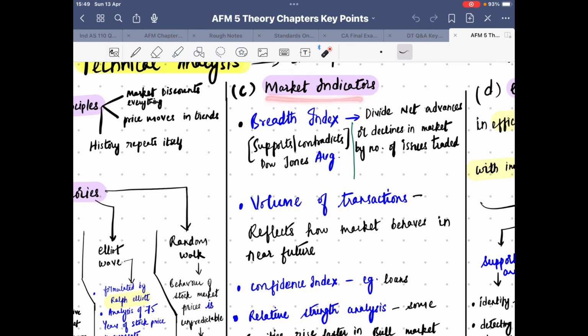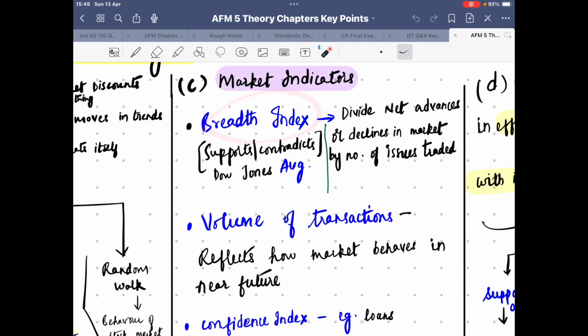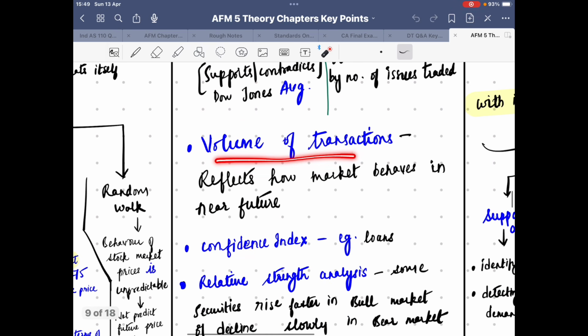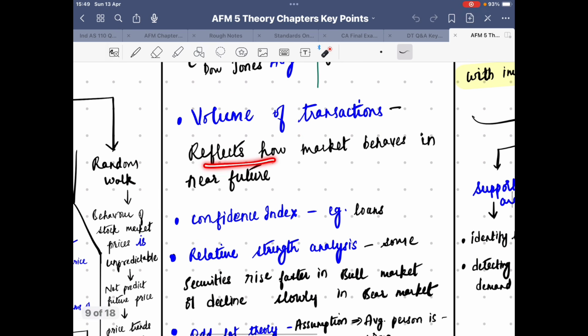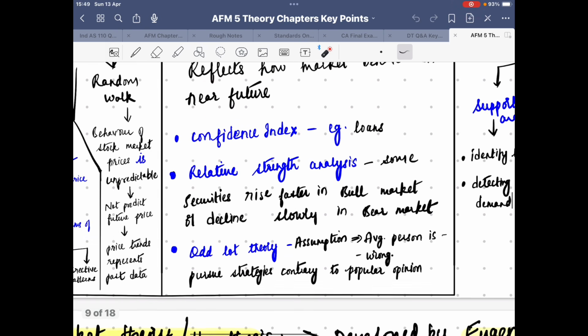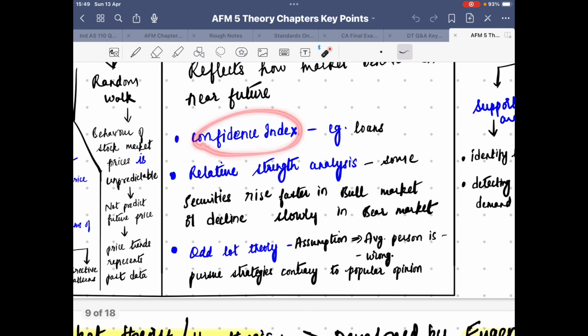Coming to market indicators, breadth index: divide net advances or declines in market by number of issues traded, supports or contradicts Dow Jones average. Volume of transactions reflects how market behaves in near future. Confidence index, example loans.